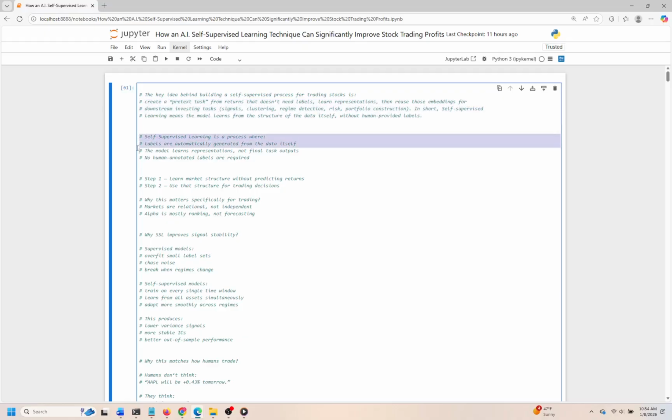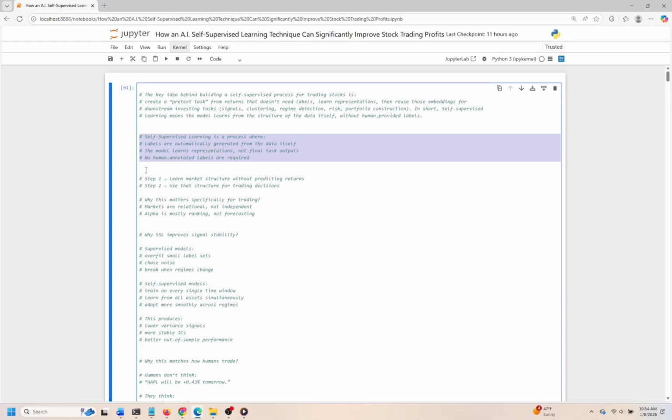Conversely, self-supervised approaches leverage every available time window and integrate insights from all available assets, resulting in smoother adaptations across changing market conditions. As a result, traders benefit from more consistent signals, reduced variance in their predictions, and enhanced out-of-sample performance. This method also resonates with how humans naturally approach trading.